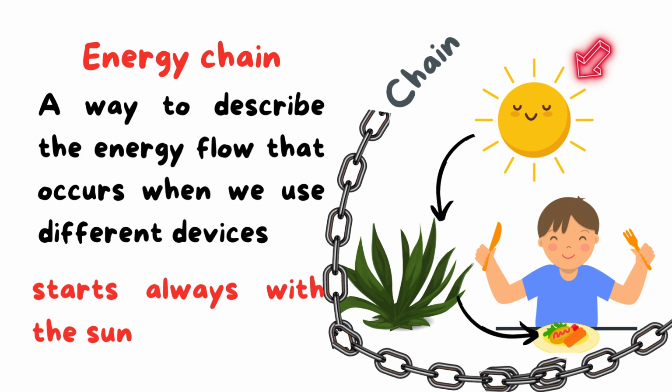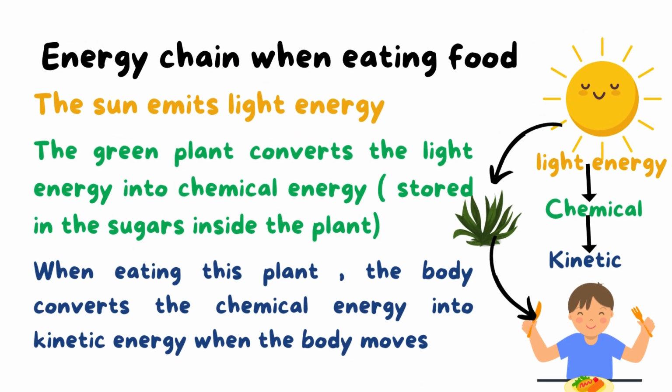So energy chain means what? A way to describe the energy flow that occurs when we use different devices. It always starts with what? The main source, the sun. For more explanation we will say here, energy chain when eating food. The sun emits light energy. The green plant converts the light energy into chemical energy stored in the sugars inside the plant.